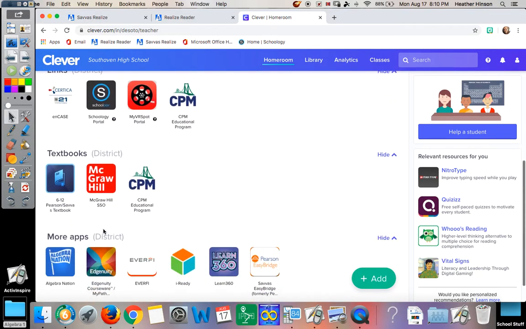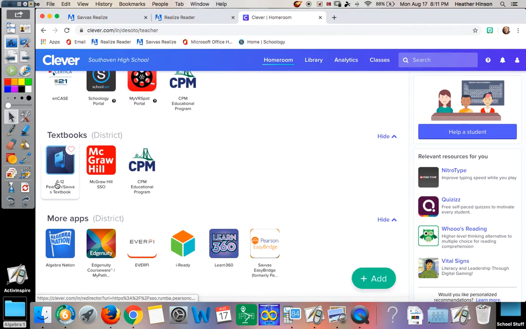What we want to go to for our book is the 6 through 12 Pearson Savvas textbook. There's another app down here that says Pearson Easy Bridge. This link does not always work, so don't go there. You want to go to the Pearson Savvas with the little textbook icon.